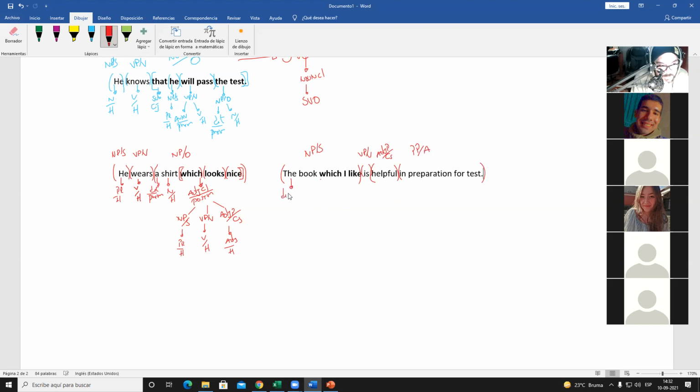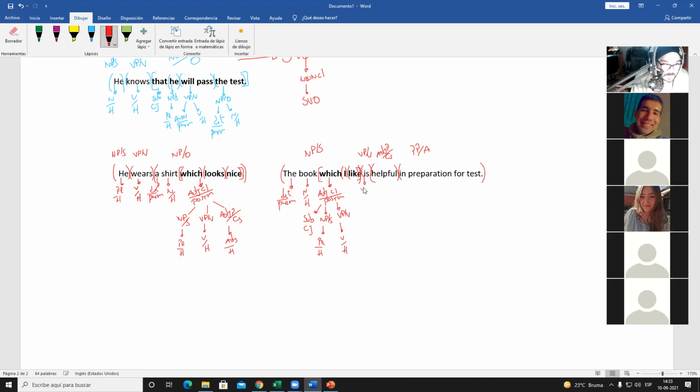The book: the is a determiner premodifier, book is a noun head. And then I have which I like, which is the adjective clause. I separate it by using square brackets because we separate clauses by using square brackets. Then like is the verb phrase, I is the subject and which is the subordinating conjunction. What's the name for this? The name is adjective clause post modifier. And it is created by the word which, a subordinating conjunction. Then I, a noun phrase subject made out of the pronoun head I. Finally, like, the verb phrase verb made out of the verb head like.